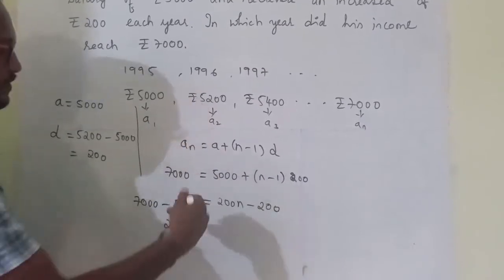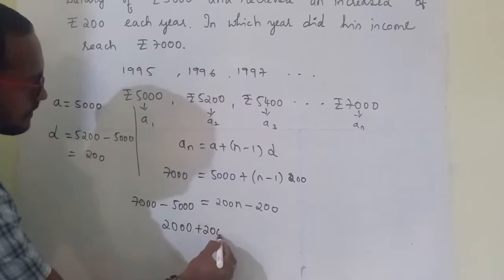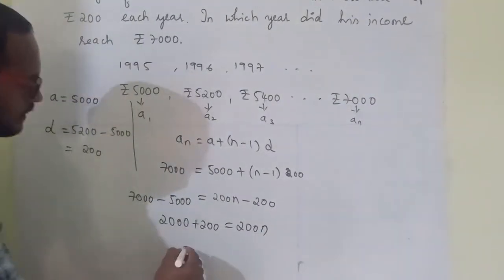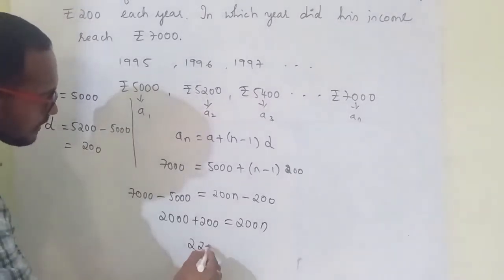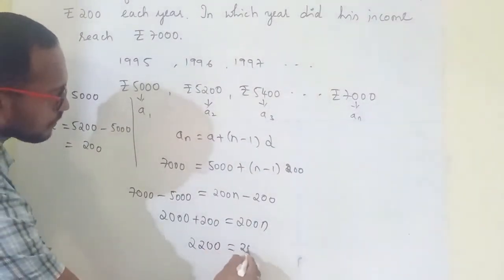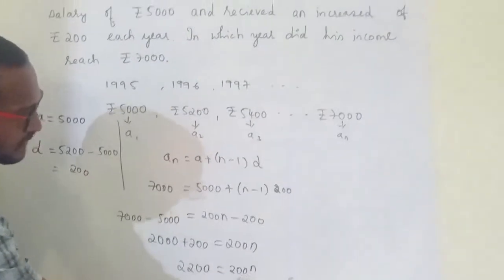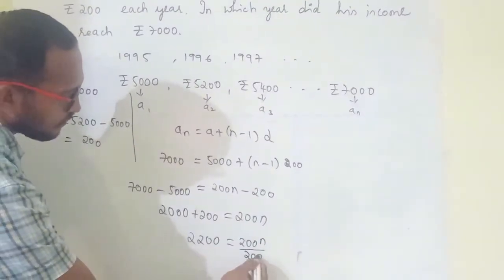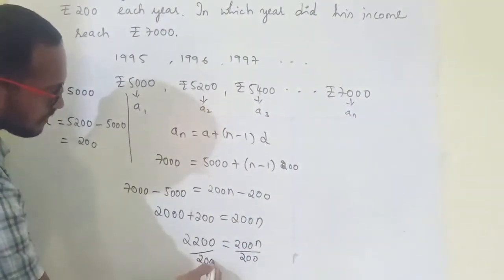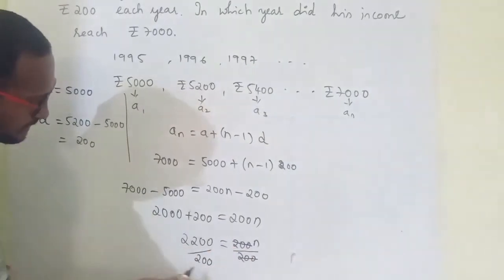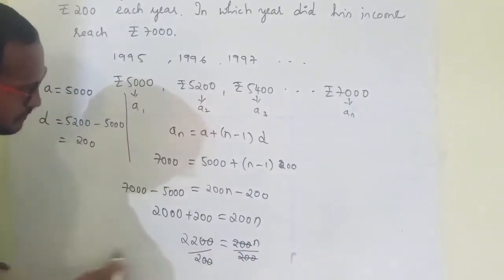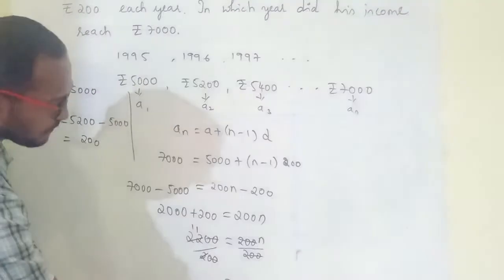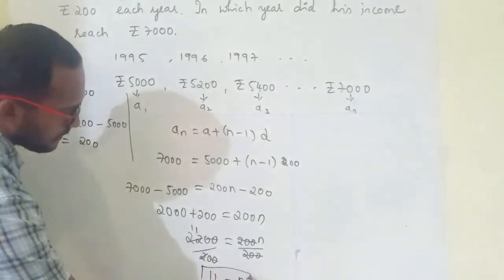Now can you do one more step here? You can transpose minus 200 to this side. It becomes plus 200 is equal to 200 n. So 2,000 plus 200 is 2,200 is equal to 200 n, and since 200 is attached to n, you just divide both sides by 200. So 200 and 200 will cancel. Here you can cancel the two zeros. 2 ones are 2, 11s are 22. Therefore, n is equal to 11 years.